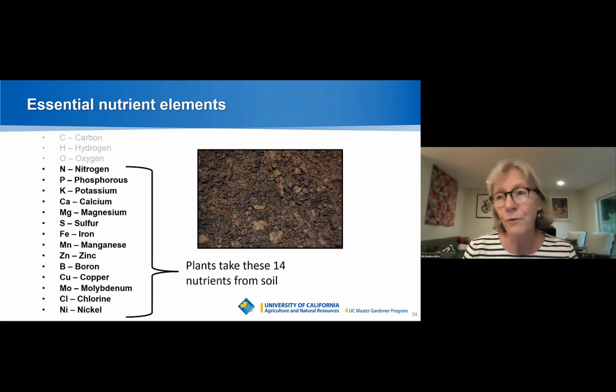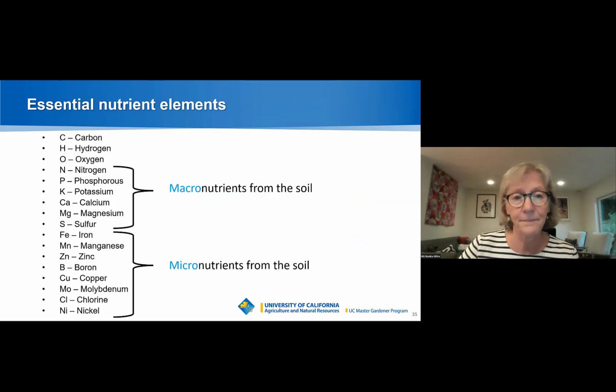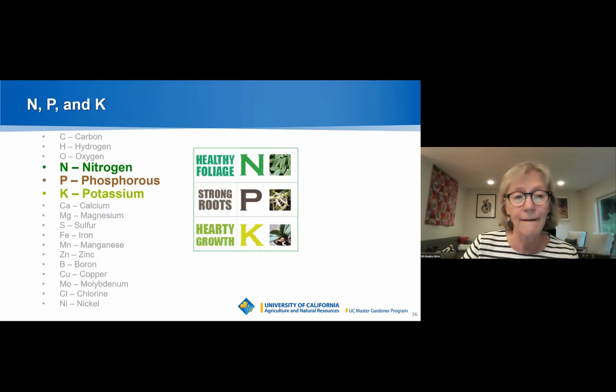So the next group of 14 in the list are nutrients plants take from soil. The top 6 are macronutrients, and the next group are micronutrients. And as you can imagine, the micronutrients are needed in smaller quantities than the macronutrients, but they're all important. They might be needed in very tiny amounts, but they're all essential.